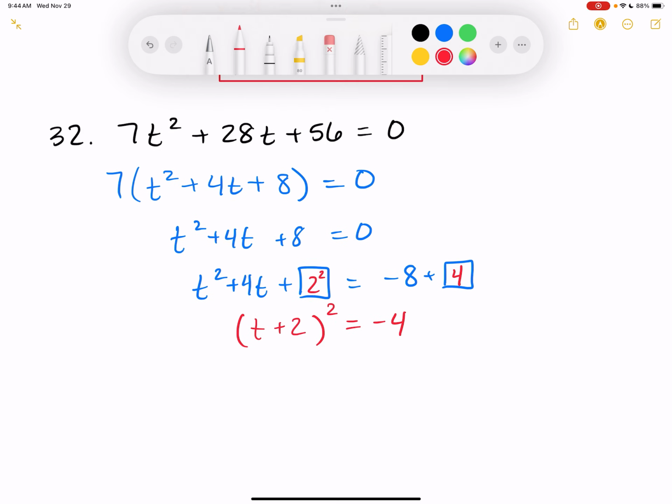Then take the square root of both sides. t plus 2 equals plus or minus the square root of negative 4, which would also be known as what? 2i, because I have the negative in there. I would take an i out, and the square root of 4 is 2. So when I move the 2 on the left over, this is going to end up being negative 2 plus or minus 2i.